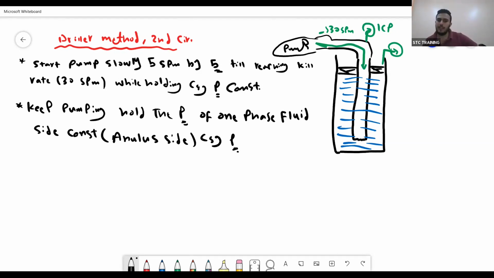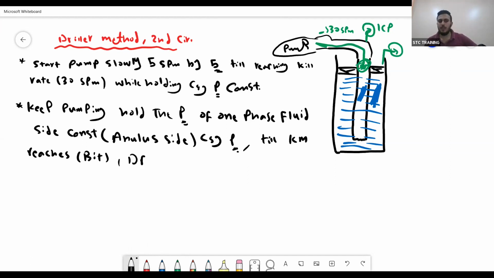If we look, we will find that on the drill pipe side we have two fluids: kill mud, just pumped, and original mud inside the drill string. But if you come to the annulus side, you only find original mud inside the well. So keep pumping kill mud, holding the pressure of the one-phase fluid side constant, I mean the casing pressure, till kill mud reaches the bit.